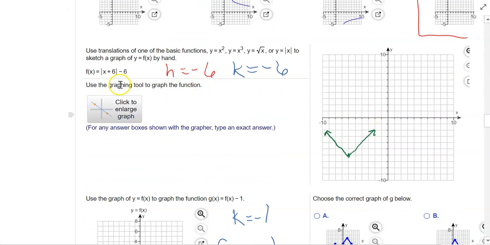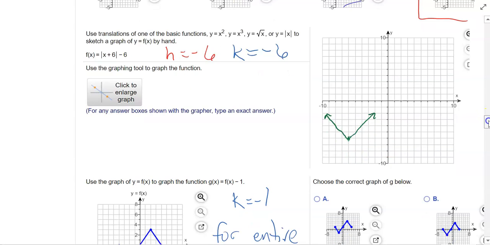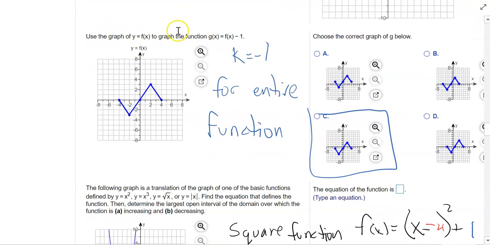Here we're looking at the absolute value, so we have that V shape. We are moving, as you can see, we have +6, which means that's minus -6. So our h is -6. We're moving to the left 6. Our k, or vertical, is -6, so we go down 6, and there's our graph. Here we have this function that they're calling f of x, and then we're subtracting 1, which means our k is -1. So this whole thing is moving down 1. Every point on this graph is moving down 1. As you can see illustrated here in C, we've simply moved it down.